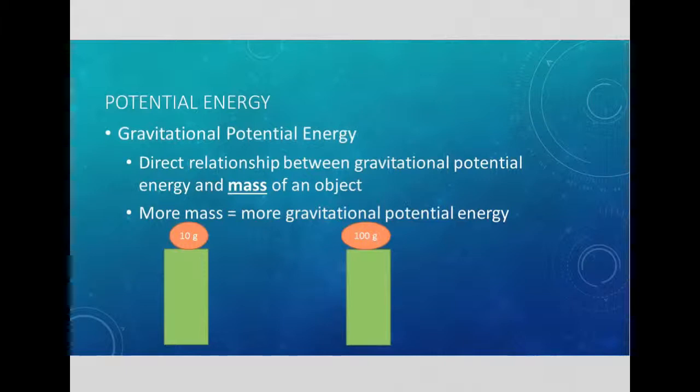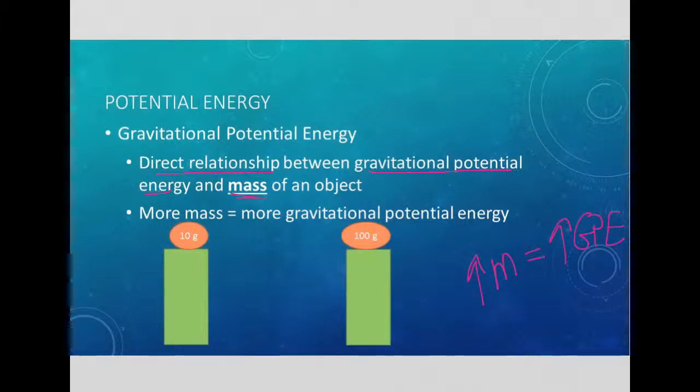Gravitational potential energy has a direct relationship with the mass of an object. So there's a direct relationship there. More mass equals more gravitational potential energy. So another way I would write that is greater mass equals greater gravitational potential energy.